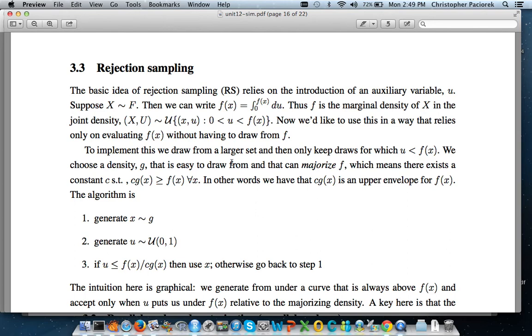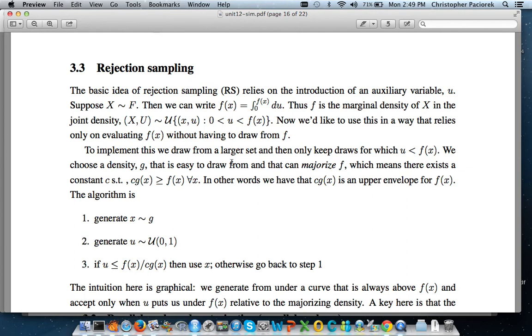Okay, so what are the challenges here? Well, the challenge is we need to find a G that works for doing this and that is easy to generate from. In some cases that might be fairly straightforward. In other cases that might be kind of hard. And the other thing is we don't want the amount of area in between f and C times G to be too big. Because every time we get a point that's in this area, we're wasting computation because we have to throw that value out and we can't keep it as part of our sample.